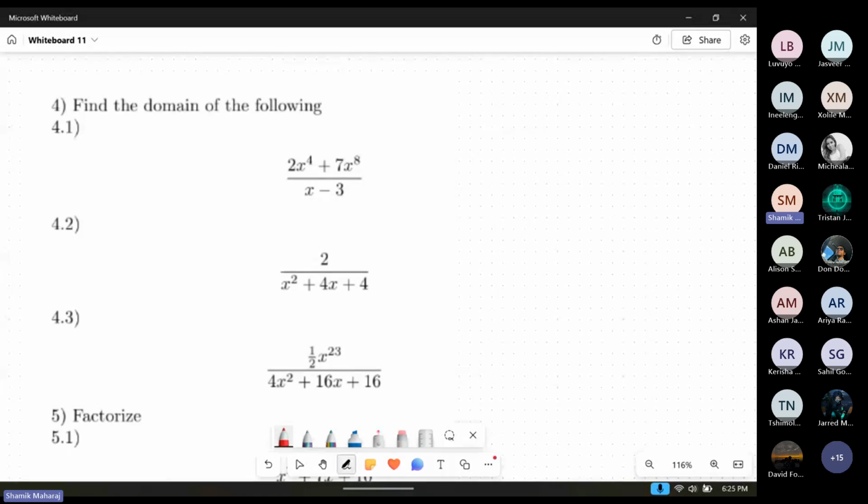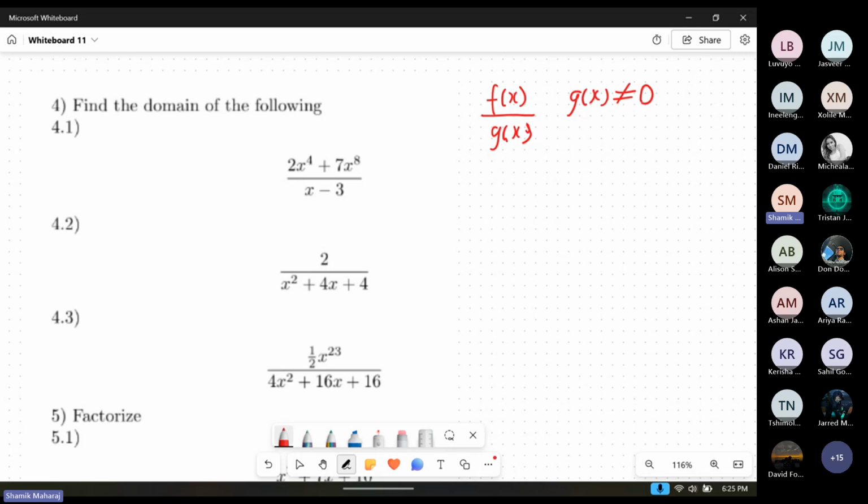So finding the domain means finding the allowed x values. And whenever we see a fraction, we know the bottom is not allowed to be 0. So whenever we have a fraction, we have something on top and whatever's at the bottom, I'm going to just call it g of x. g of x cannot be 0. That's our primary rule here. So the x values that are allowed are everything.